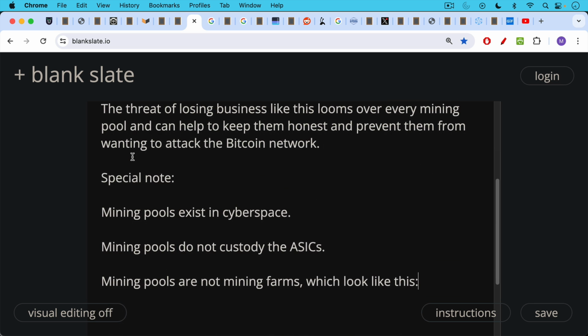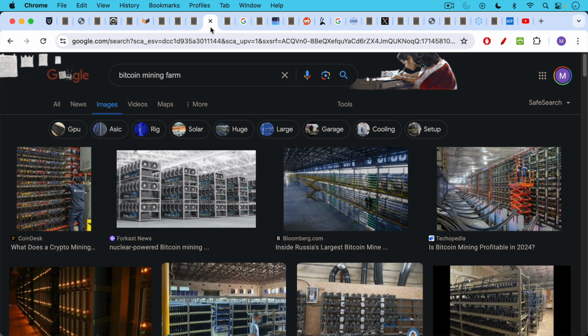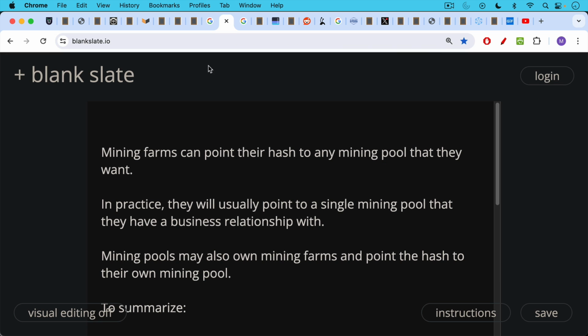Special note, mining pools exist in cyberspace. People frequently confuse this. They exist at a point, an IP address or a node. So they exist in cyberspace. Mining pools do not normally custody the actual ASICs. People often confuse them with mining farms, which look like this. You just have a whole bunch of ASICs in a single location.